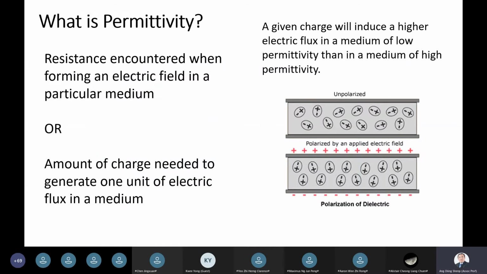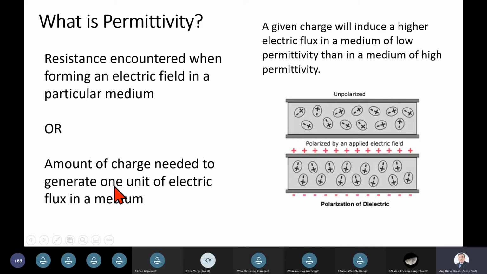Before I leave this short discussion, I just want to say something about permittivity, in case some of you are not very clear what this is all about and how it affects the capacitance that we are looking at. The permittivity can be defined as the resistance that is encountered when forming an electric field in a particular medium, or the amount of charge needed to generate 1 unit of electric flux in the medium.